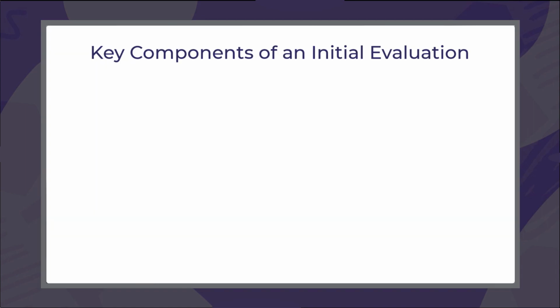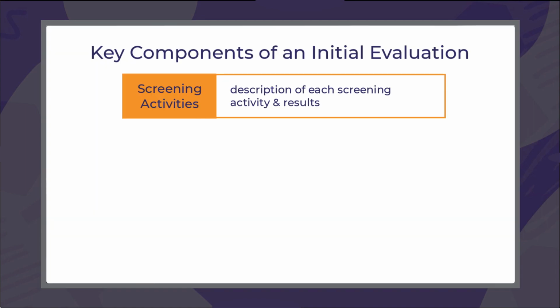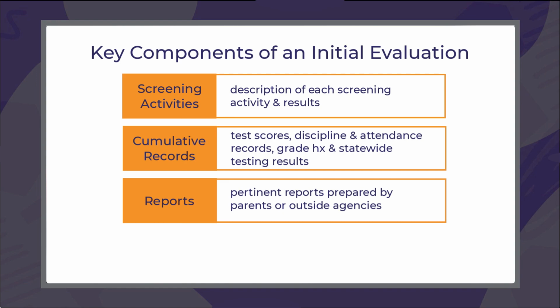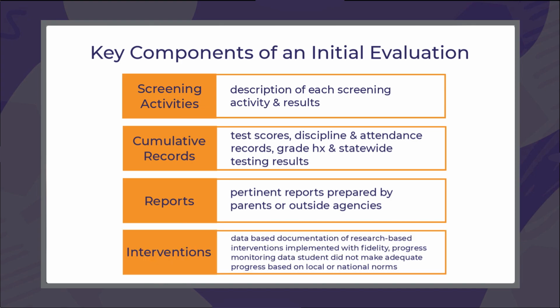Now that you understand the purpose of an evaluation before beginning special education services, let's discuss some of the key components of that evaluation. There will be some initial screening activities. The evaluator will examine those screening results along with other test scores, discipline and attendance records, classroom grades, and statewide testing results. The evaluator will compare those findings with any other reports given by parents and outside agencies. It will go over any interventions previously put into place and the existing data that accompanies those interventions.